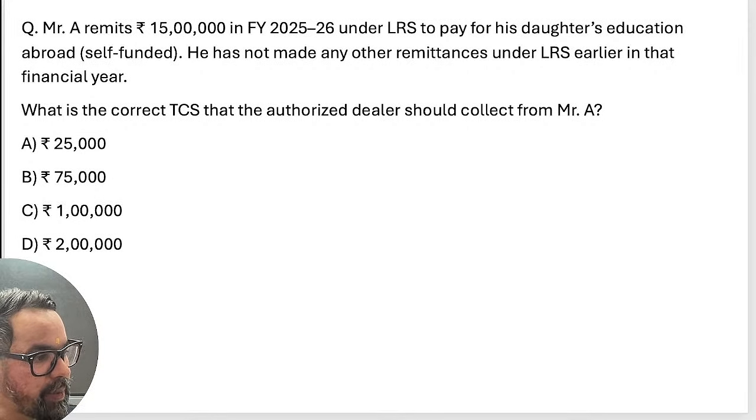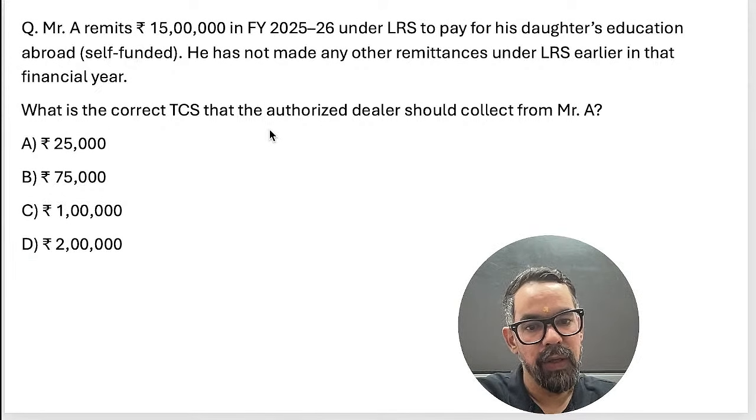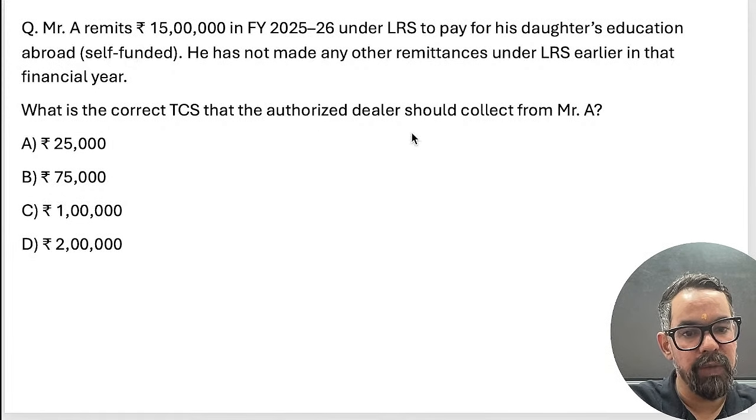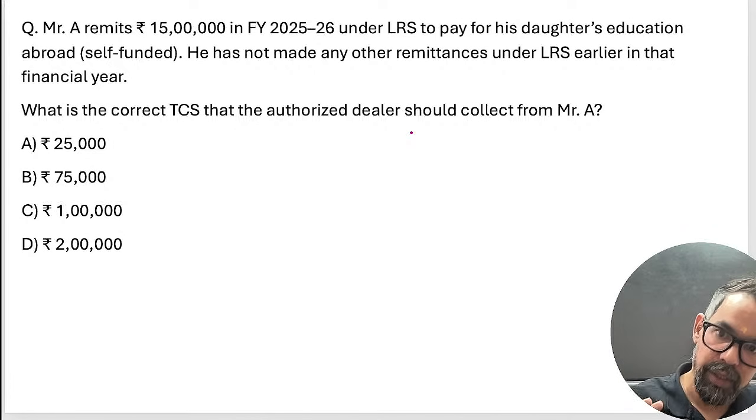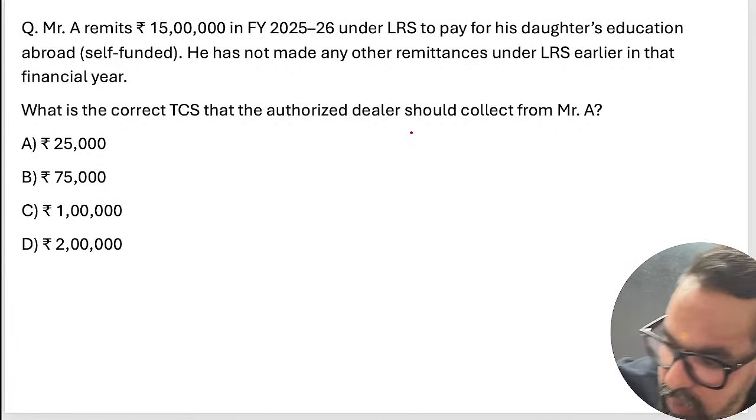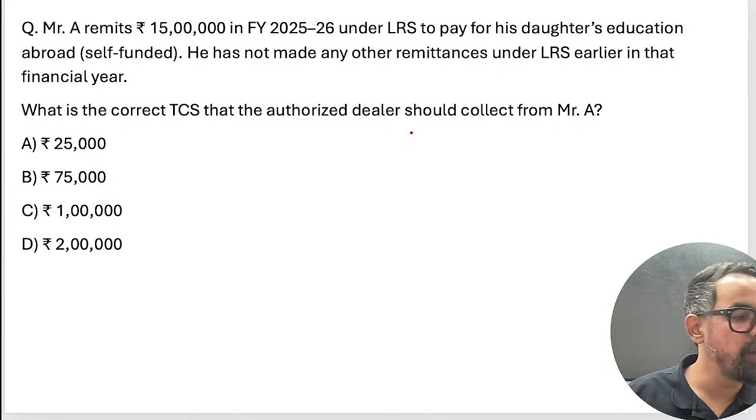I guess in PPP also we have this LRS scheme, right? Yes, I remember this. So in PPP we have the LRS scheme. So they might ask you this question in PPP also. Please be careful.